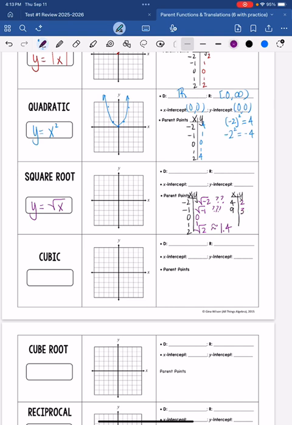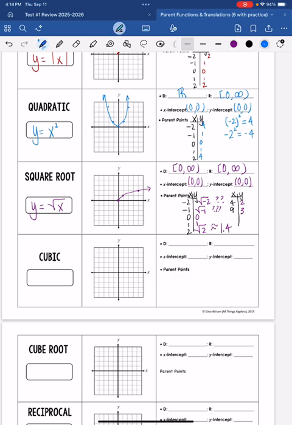The domain here is going to be different than the previous two functions. It's going to go through the origin and (1, 1) again, just like the other two. But now (4, 2) is here. (9, 3) doesn't fit on my graph. This is half of a sideways parabola. The domain must be positive, 0 to infinity. The range is also 0 to infinity. And the x and y intercepts are at the origin.